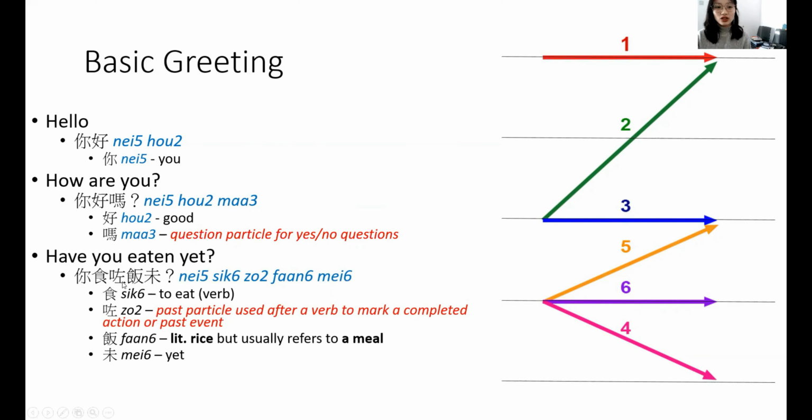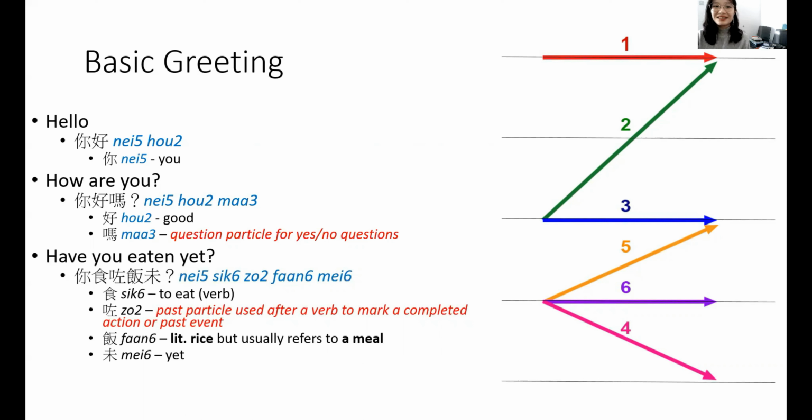So 你食咗飯未? 食 is to eat, so it's a verb. 咗 is a past particle that is used to mark a completed action or past event. In English, you think of the equivalent being the ed equivalent. With regular verbs, you've got like, liked, want, wanted. So the 咗 has a similar function. Put it after a verb, and you've got yourself a past tense verb.